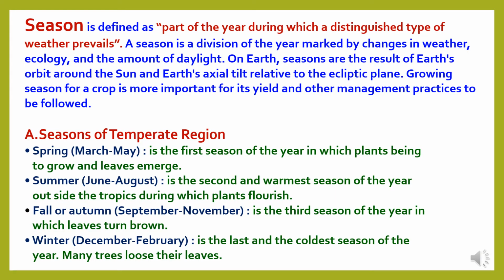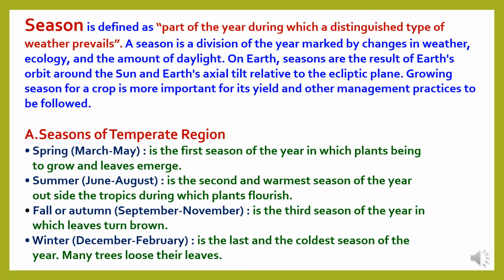Season is defined as part of the year during which a distinct type of weather prevails. A season is a division of the year marked by changes in weather, ecology, and the amount of daylight. On Earth, seasons are the result of Earth's orbit around the Sun and Earth's axial tilt relative to the ecliptic plane. The growing season for a crop is important for its yield and other management practices to be followed.